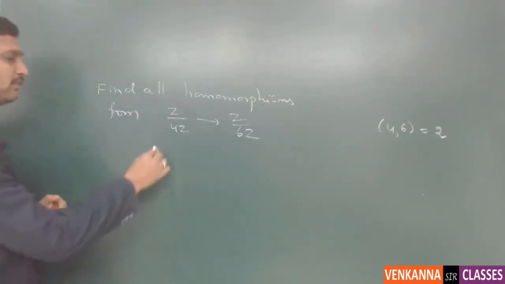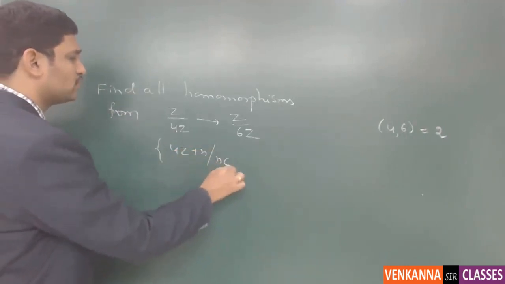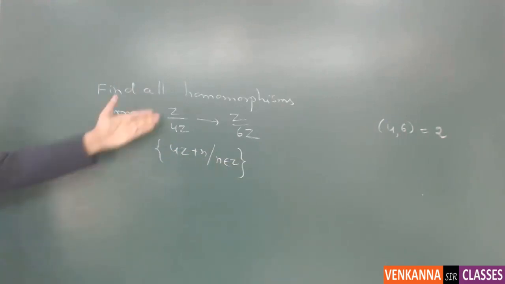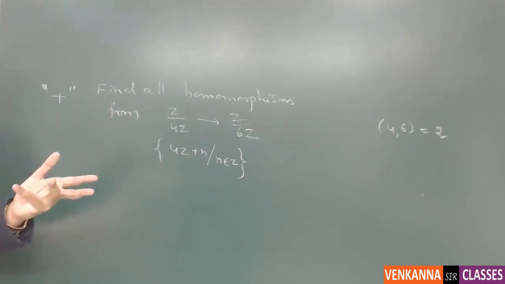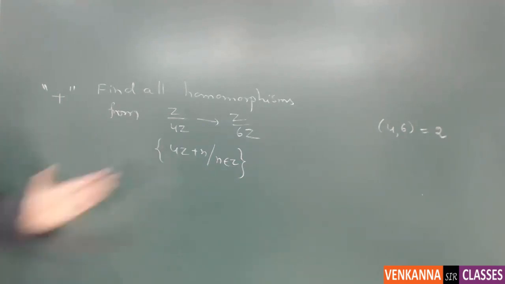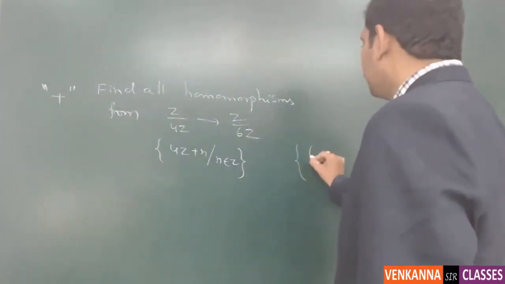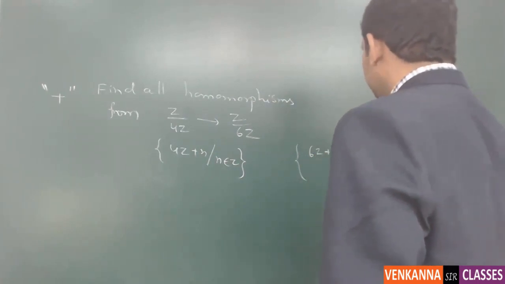All the elements will be of the form 4Z + n, where n belongs to Z. Because whenever you write the groups with Z, the operation is by default plus, because (Z, ·) is not a group. (Z, +) is a group, since we are dealing with integers. So here, we have the elements of the form 6Z + n such that n belongs to Z.